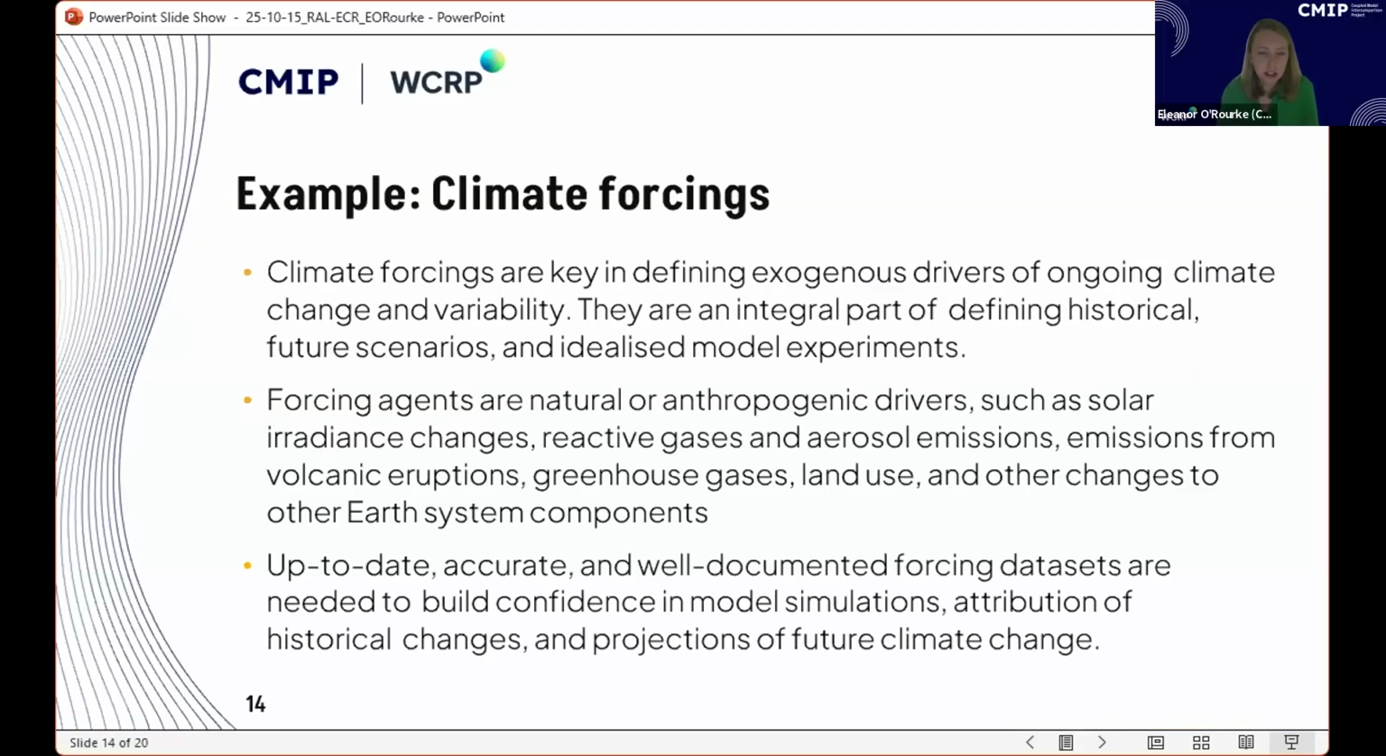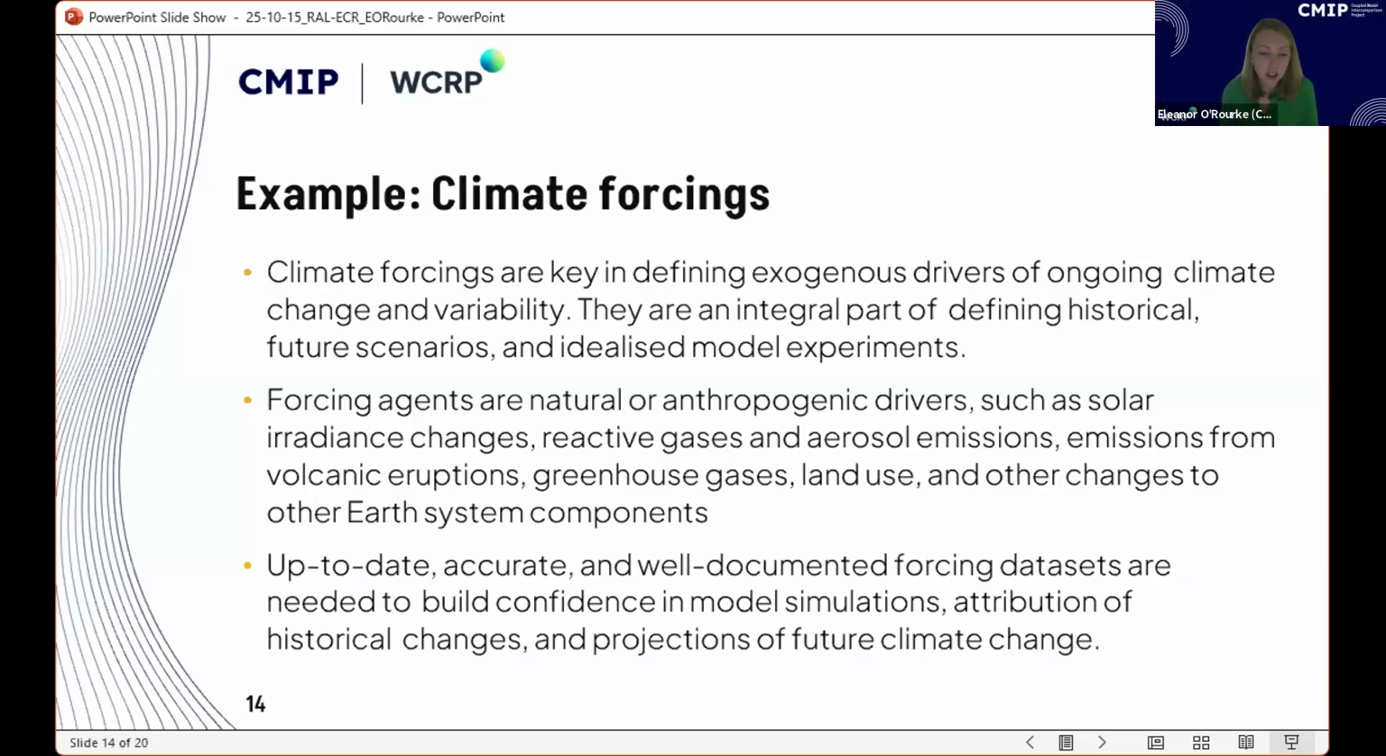The forcing agents can either be natural, so things like solar forcing or volcanic eruptions, or they're those anthropogenic drivers like greenhouse gases or land use changes. We really need up-to-date, accurate and well-documented forcing data sets to build confidence in our model simulations, both in terms of attributing the historical changes, but also the projections of future climate change.